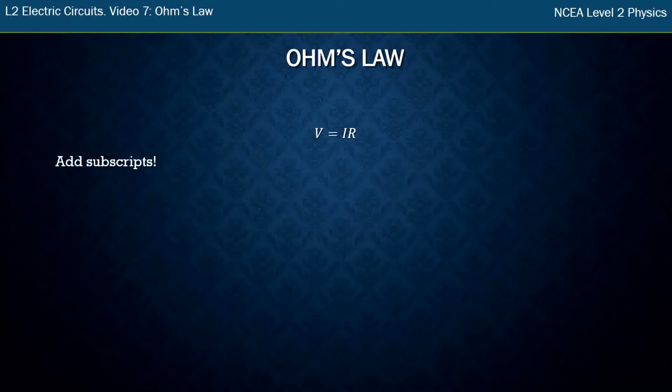So when you're using Ohm's law, most formulas in physics are very easy to use. The complication in this one, when you use it, is people get mixed up as to what they're using it for. So I always say add subscripts. Subscripts are just little labels so you know what's going on.